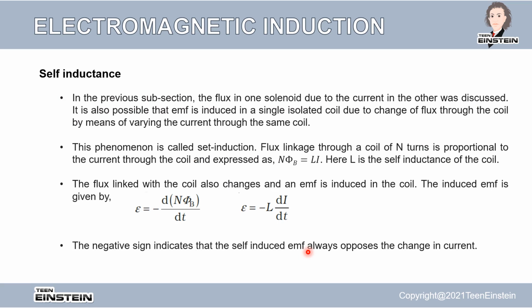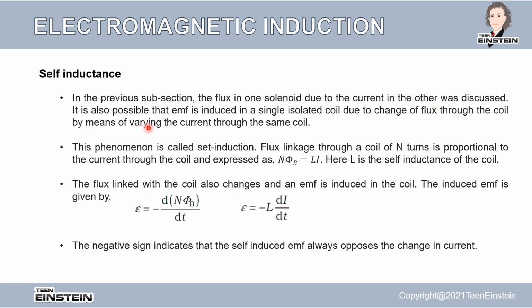Now let's see a different kind of inductance called self-inductance. So what is self-inductance? Now as the name suggests, self-inductance means inductance on its own. So there are no two objects here. We have only one solenoid. So the flux in one solenoid due to the current in the other was discussed.